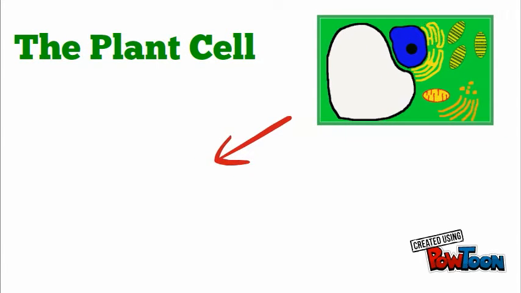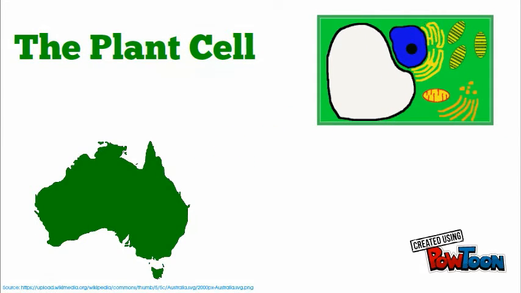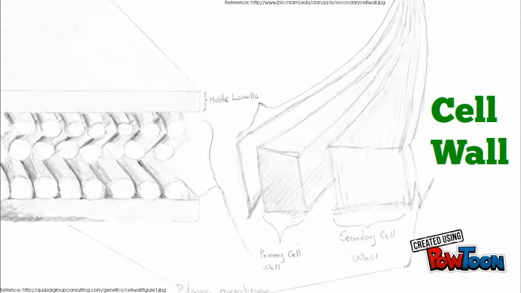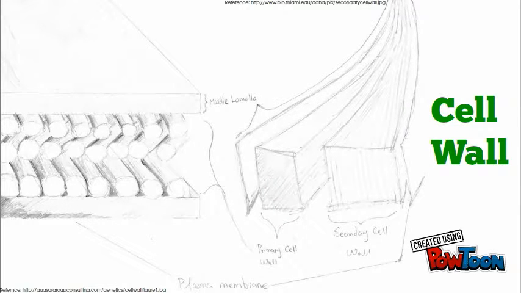This is a plant cell. Now, imagine it as a country. The cell wall is the outermost layer of the cell. It is a rigid structure composed of cellulose and surrounds the plasma membrane and provides the cell with support and protection. Cells can have one or more cell walls, known as the primary cell wall and secondary cell walls.